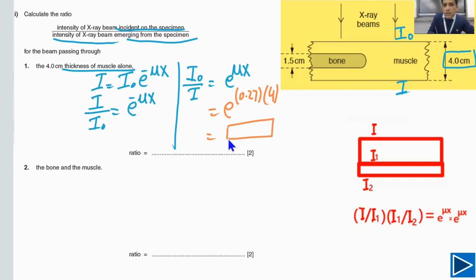So this is how you need to answer this problem. Any question about this now, please? Is it clear to you? Let me show you the answer.